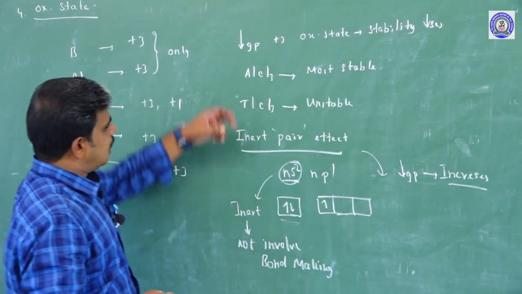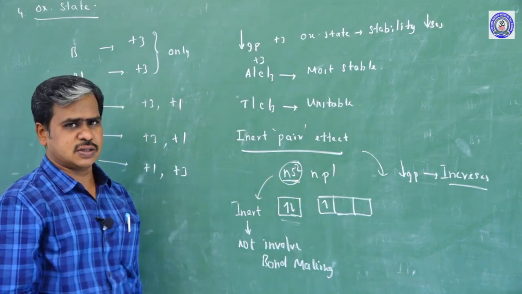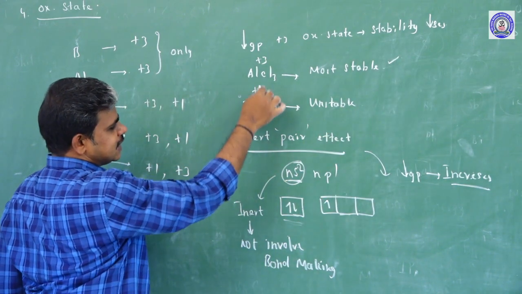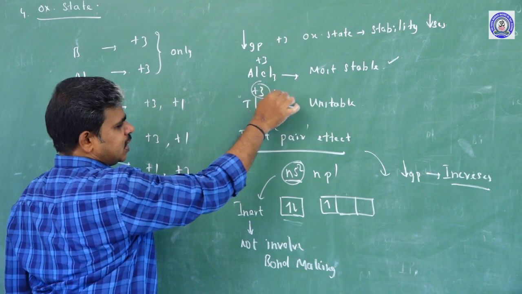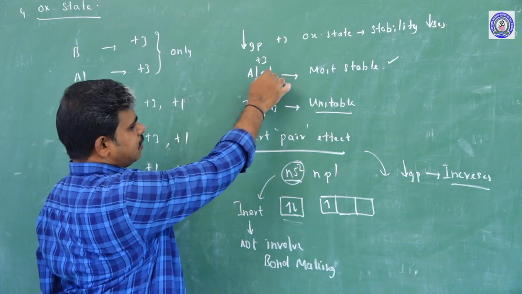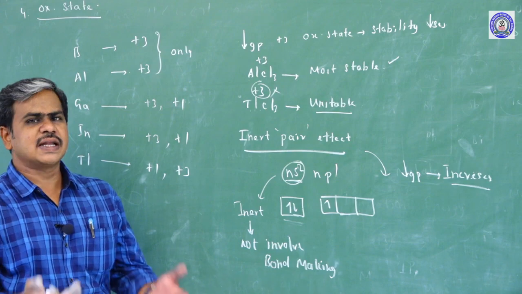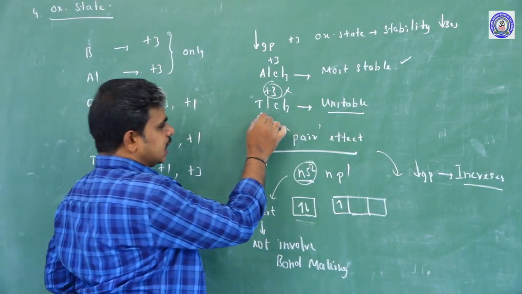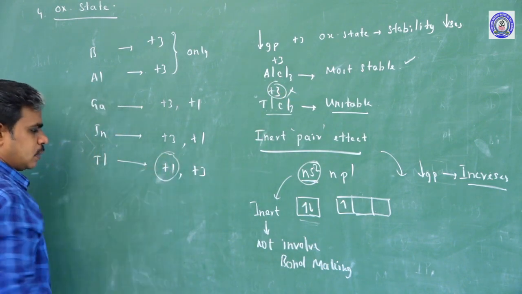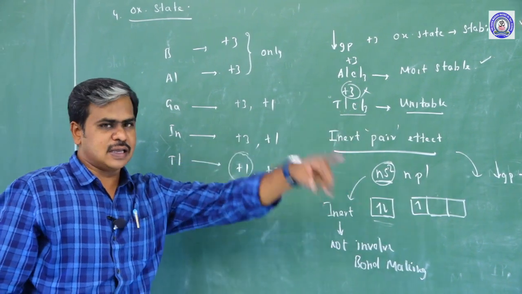So aluminum existing in the +3 oxidation state is correct, but thallium existing in the +3 oxidation state is wrong, so it is unstable. AlCl3 is most stable because there is no inert pair effect, but in TlCl3 thallium prefers the +1 oxidation state, so TlCl3 is unstable.